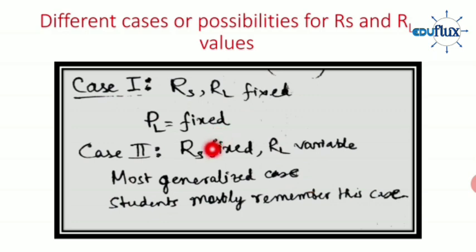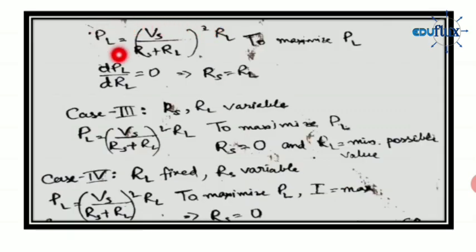Now case 2, this is the case which is most dealt with and the most generalized case. Students mostly misidentify the maximum power transfer theorem as limited to only this case. In this case, it is considered that Rs, the source resistance, is a fixed quantity, whereas the load resistance is a variable one. So from the expression of the power delivered to the load, PL is (Vs by Rs plus RL) squared times RL. To maximize PL, as Vs and Rs are fixed, we have to differentiate this expression with respect to RL. So this result, which is the very famous and common result, is obtained for the case when Rs is a fixed quantity while RL is a variable one.